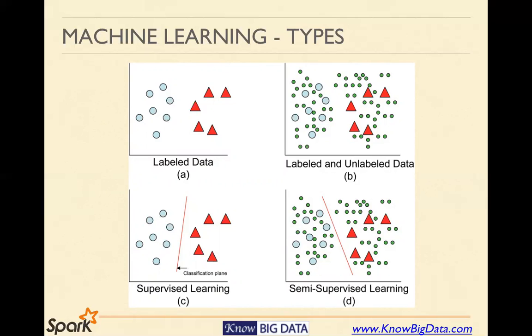So here the classification is very easy. We just have to draw the line between the two. While in the other case, in semi-supervised learning, we have a difficulty in drawing the line because we can't really separate the unlabeled data. Therefore, we have to figure out other attributes.